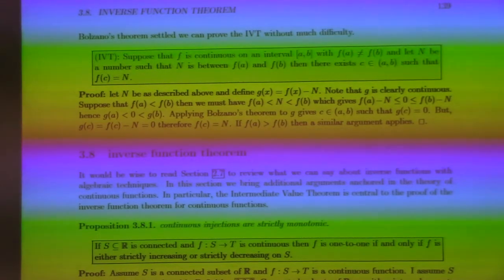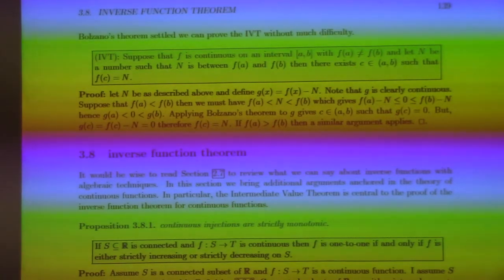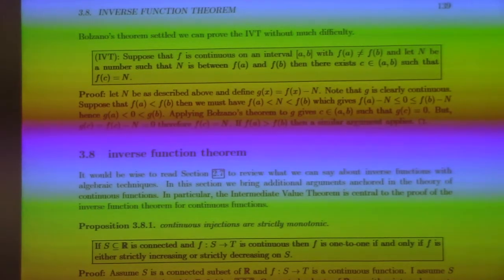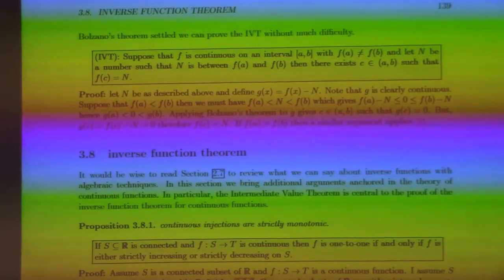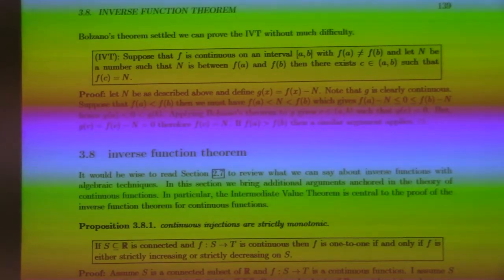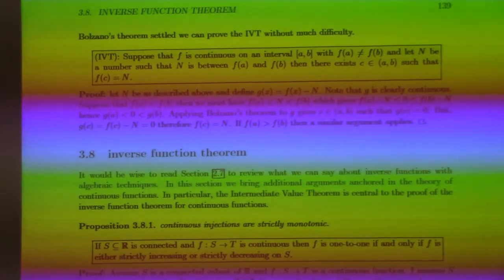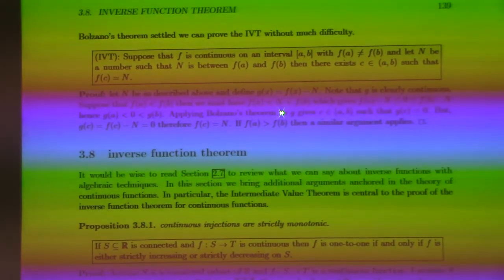To prove the intermediate value theorem, you let g of x equal f of x minus n. If you have f of a not equal to f of b and n is between them, that will actually force g to change sign. Like f of a less than f of b means that f of a is less than n, less than f of b.